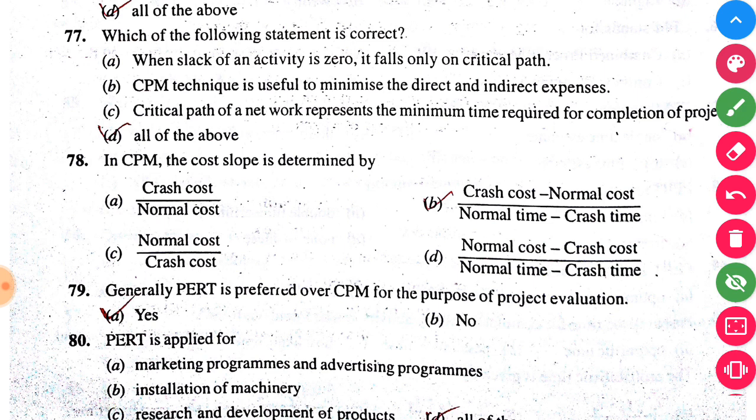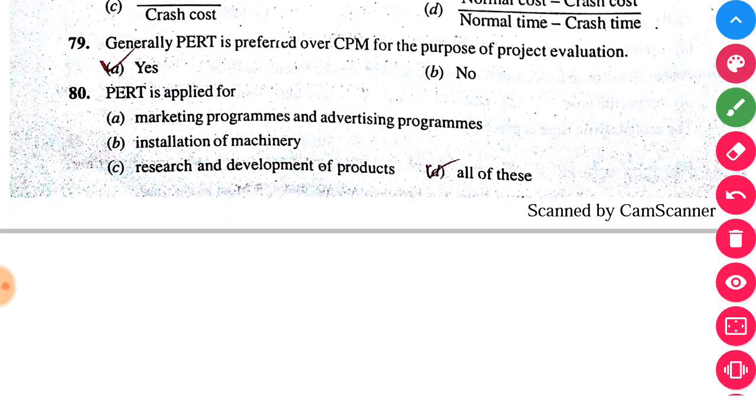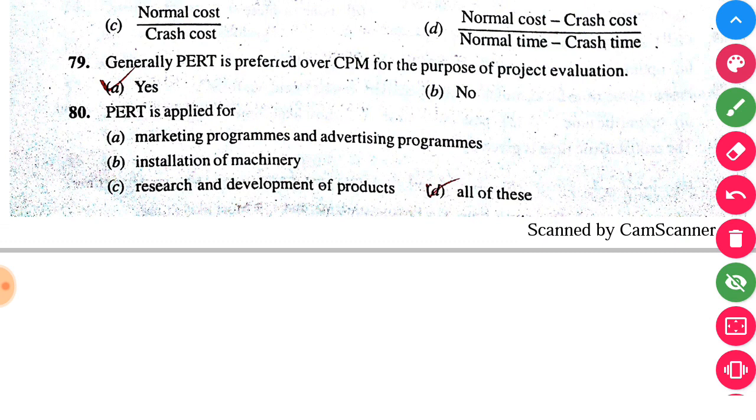CPM cost slope is determined by the crash cost minus normal cost upon normal time minus crash time. Generally, PERT is preferred over CPM for the purpose of project evaluation. Yes, it's right. PERT is applied for all of the above: marketing programs and advertising programs, installation of machinery, research and development of the product.